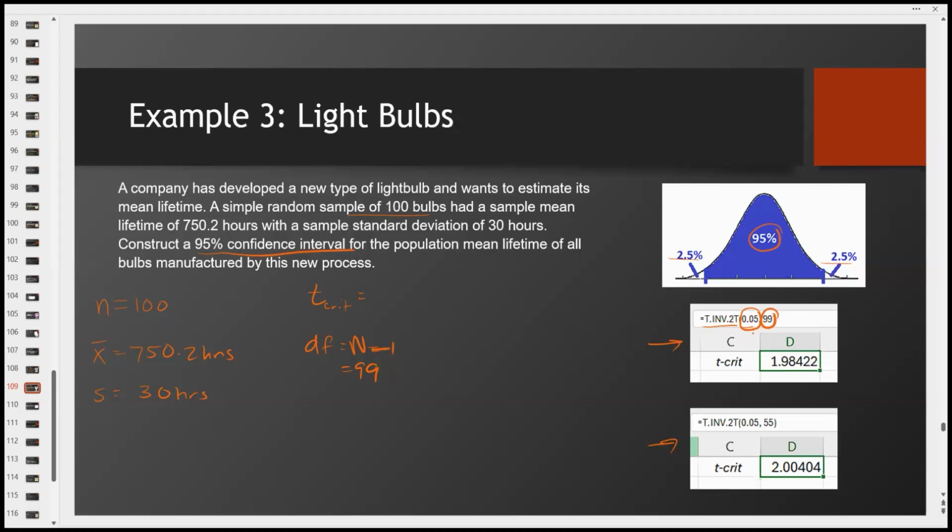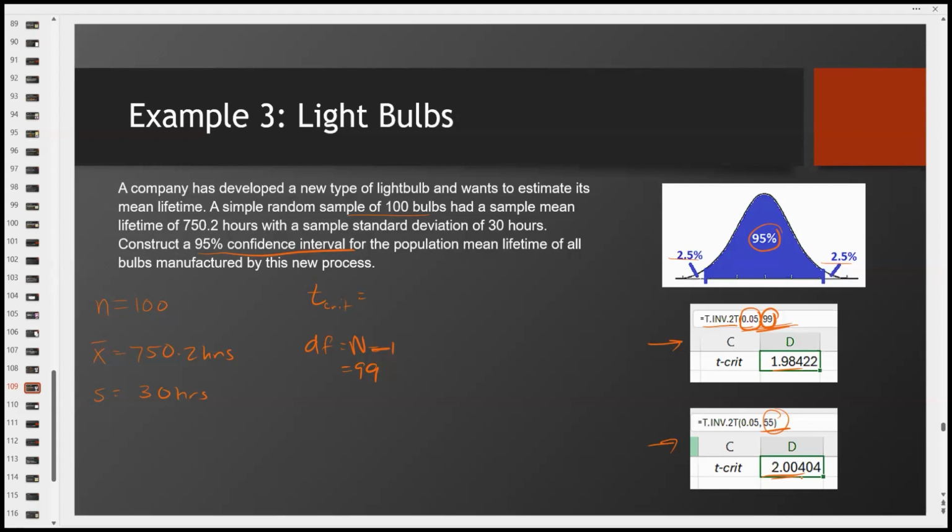Now, if you use a table for this, most tables won't have every single degree of freedom, right? So it might jump from 50 to 100 or something like that. And then sometimes it goes 50, then 100, then 200, and then it's essentially just the Z distribution. In this case, I just wanted to show you it's not that much different going from 55 to 99. I just picked 55 because it was close to 50 and that's where tables generally stop. But notice there's really not that much difference in these two critical t-values.